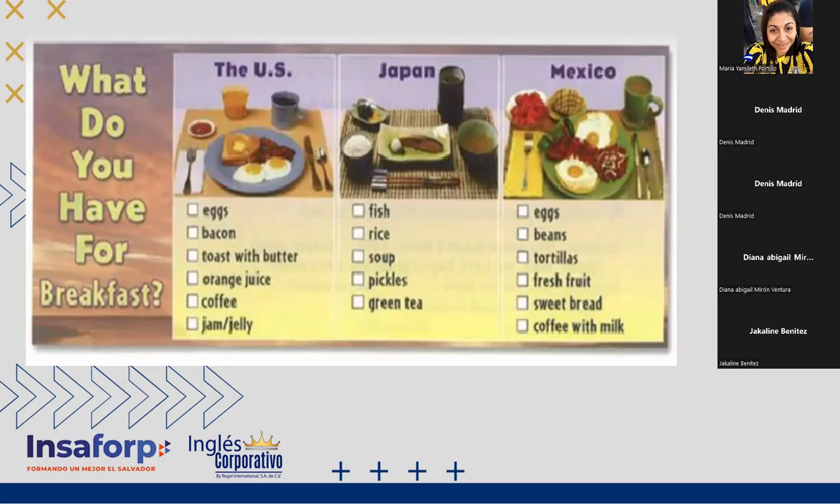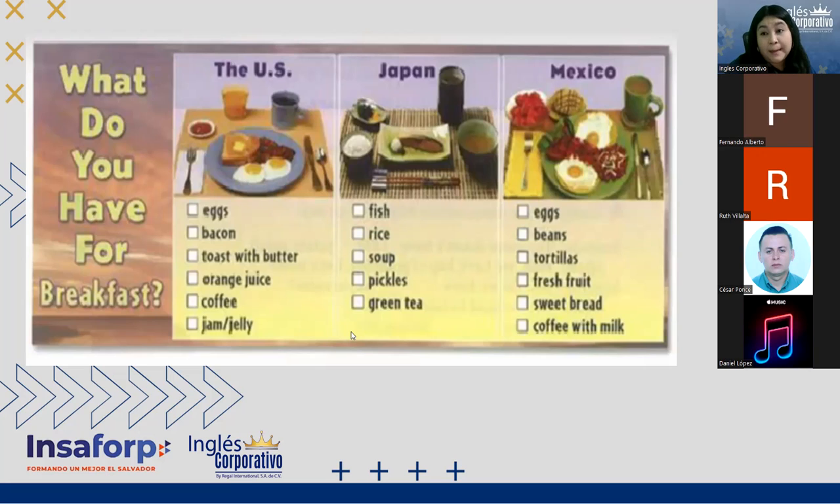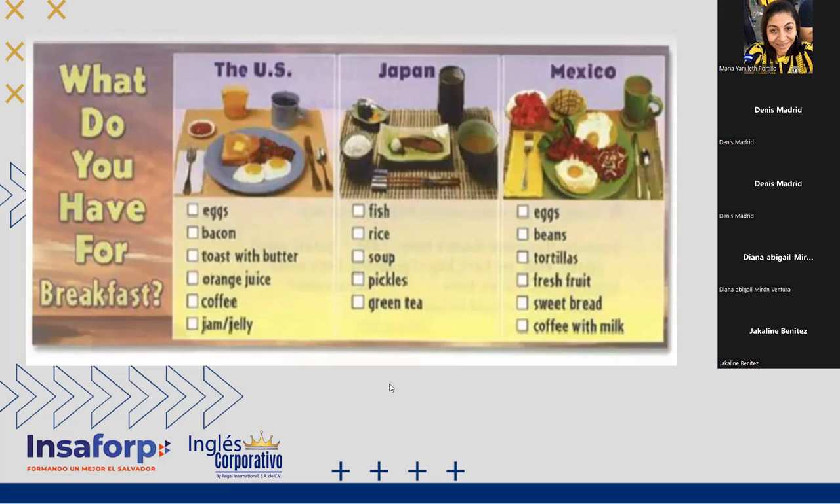Solo antes de que continúe Dennis, vayan copiando el vocabulary que quizás ustedes no conocían. Por ejemplo, algunos no conocían qué era pickles. Otros no conocían qué era bacon, all right? Bacon es tocino. Or jam or jelly, que serían las mermeladas. So copy this, porque probablemente para la próxima activity que va después de esto, lo van a necesitar. So let me hear you, Dennis Madrid. Después de Dennis Madrid, iría Diana Abigail.